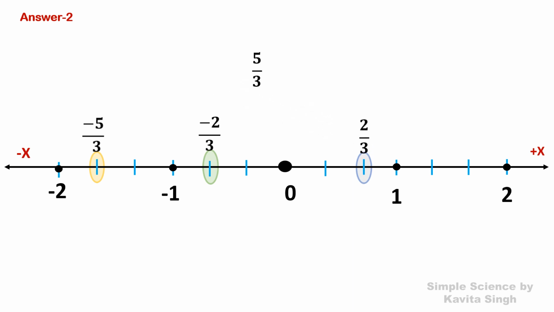Next value is 5 by 3. Positive, so right hand side. And how many steps? 5 steps. From where? From 0. So from 0, 1, 2, 3, 4, 5 steps. You will get 5 by 3. So we have represented all the 4 numbers on the number line.